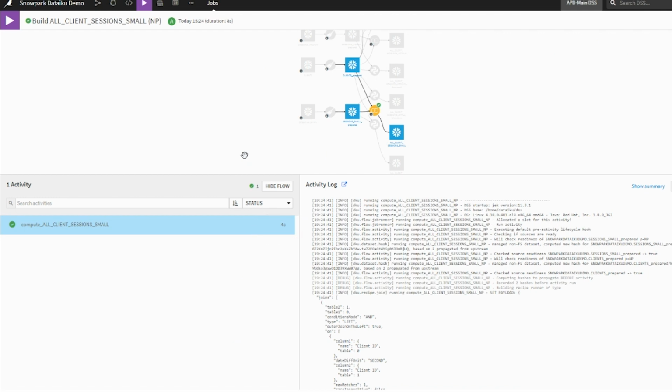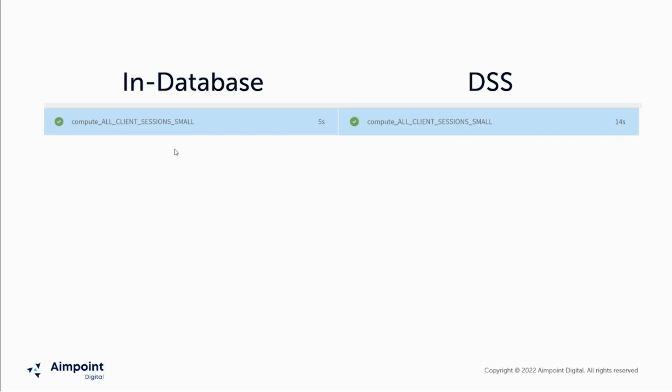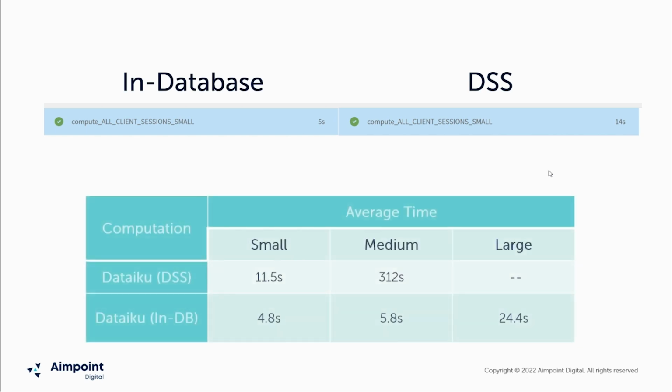We recorded the average activity time for the various sizes for both in database and the DSS engine. As we can see here, from an in database session, this activity took about 5 seconds, but in the DSS engine, the very same activity took about 14 seconds. So when we look at the average time for the DSS engine versus in database, we can very clearly see that running it in database using Snowflake is significantly more efficient. You may notice here that the large for the DSS is not included. That's because it took upwards of 48 hours to complete, so we did not include it in this particular case.